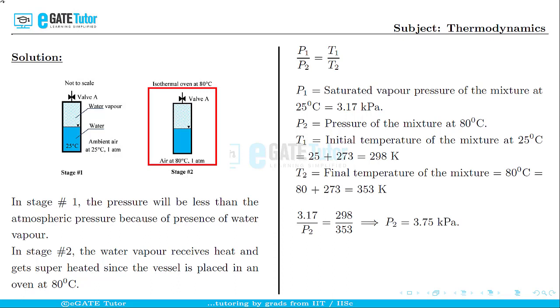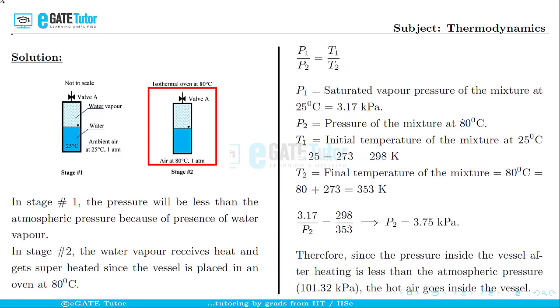Since the atmospheric pressure is 101.3 kilopascal and the obtained pressure after thermal equilibrium is 3.75 kilopascal, this pressure is less than the atmospheric pressure. So as a consequence of the pressure difference, hot air goes inside the vessel. That is why hot air will go inside the closed vessel as soon as the valve A is opened.